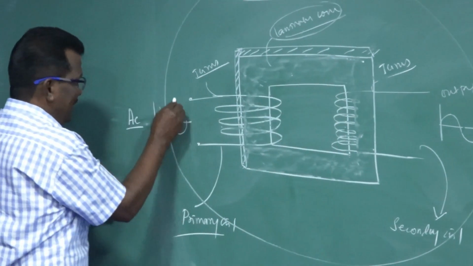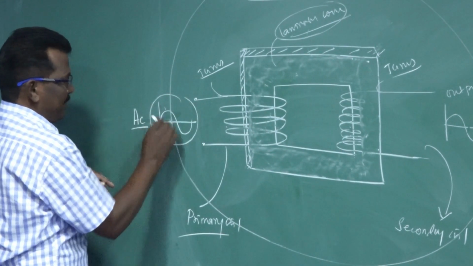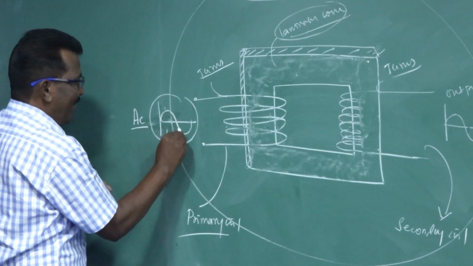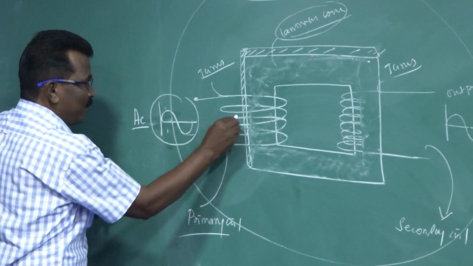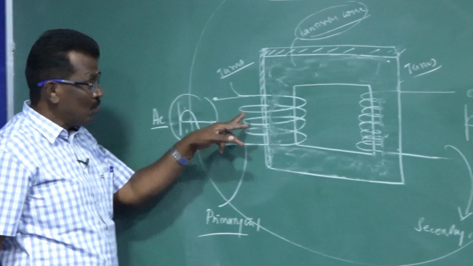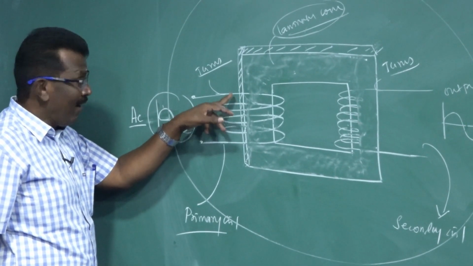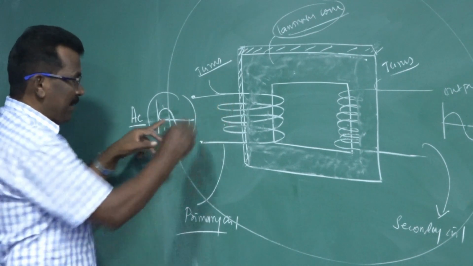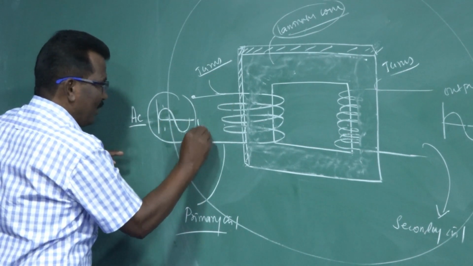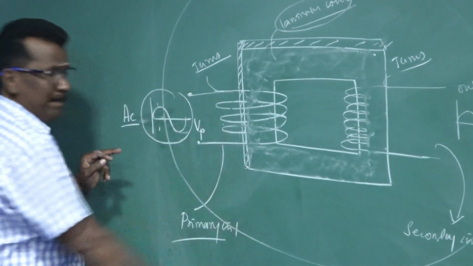Suppose, for example, this is an AC signal, an alternating signal, given to the input terminal. So this is the primary coil or primary turns, denoted by the symbol Vp.